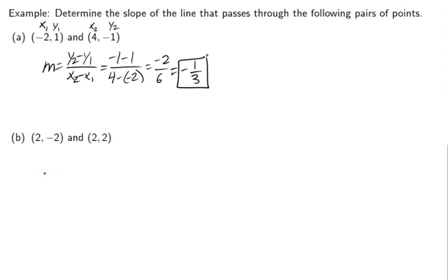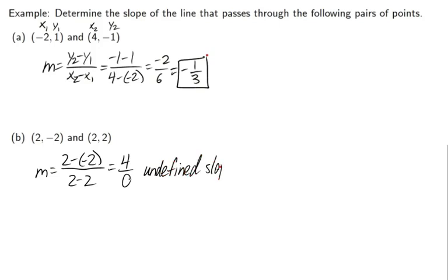And for the next one, let's do it again. 2 minus negative 2 over 2 minus 2. Well, that's 4 over 0. In this case, I've got something divided by 0, and you can't do that. So this is actually what we're going to call an undefined slope. You can never have a denominator of 0, and we'll talk momentarily about what that means.